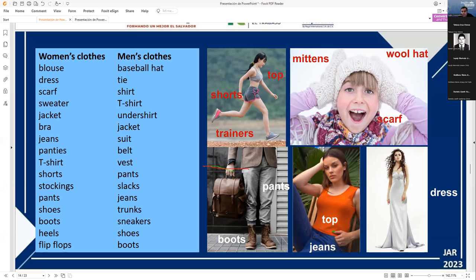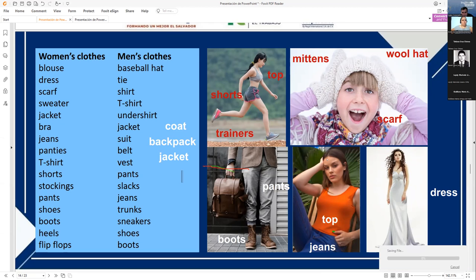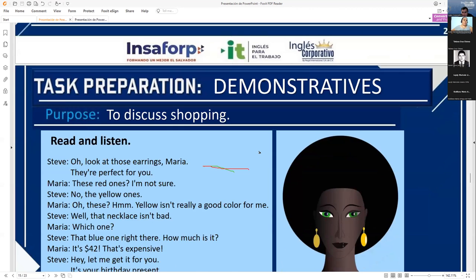Okay, little by little. Mochila. Mochila is backpack. Y el saco que está usando él, sería coat or jacket. Yes. Okay. Let's move on.